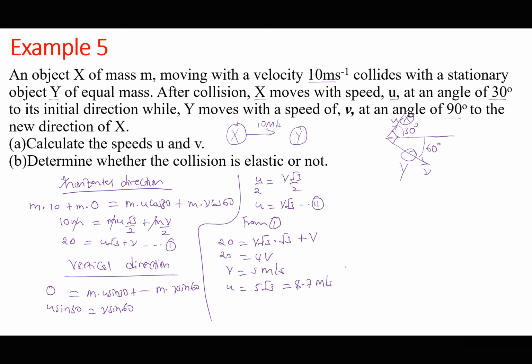Then determine whether the collision is elastic or inelastic. So I have to find the total kinetic energy before collision. This was part A. Part B, I'll find E1, which is the total kinetic energy before collision, which is a half times m times the velocity, which was 10, so times 10 squared. The other one was 0. This is 50 times m joules. I don't want it to appear as if it is millijoules. It is 50 times m joules.